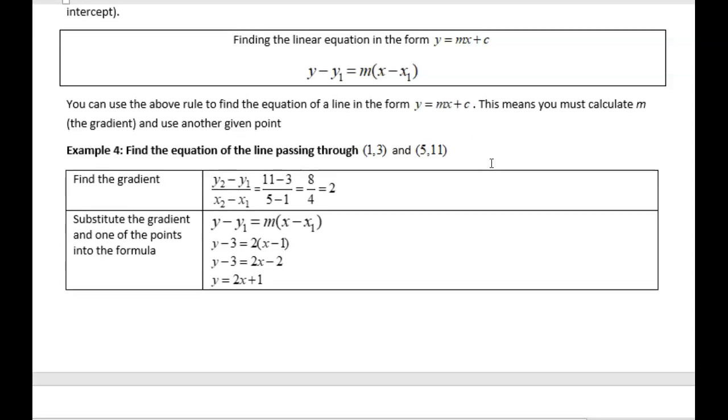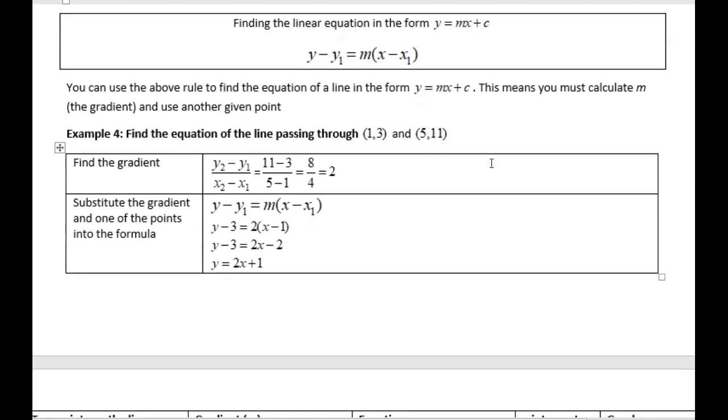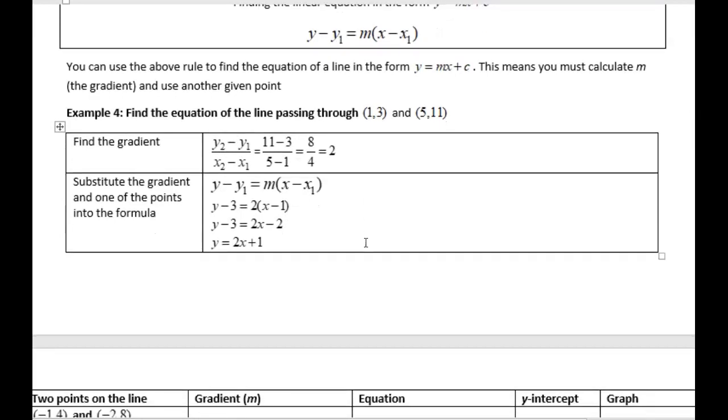We're only substituting in for y1, m, and x1. All right, so for example 4, we're going to find the equation of the line passing through 1, 3, and 5, 11. So before we start using this equation, we must first of all find the gradient, because we haven't been given the gradient, we've only been given 2 points. So that's what the working out here is. Okay, so similar to before, I've used this formula, I've substituted my points in, and I've simplified to get a gradient of 2.